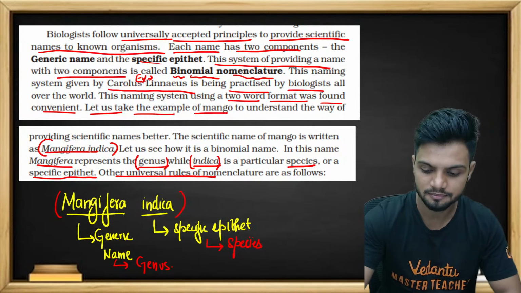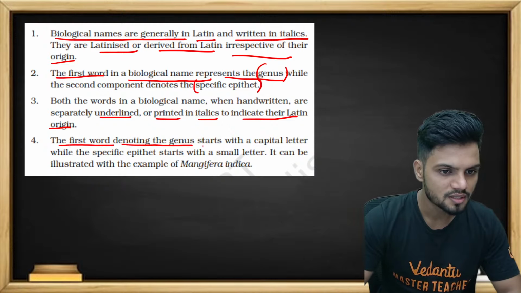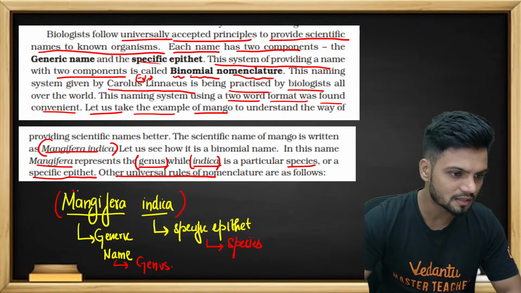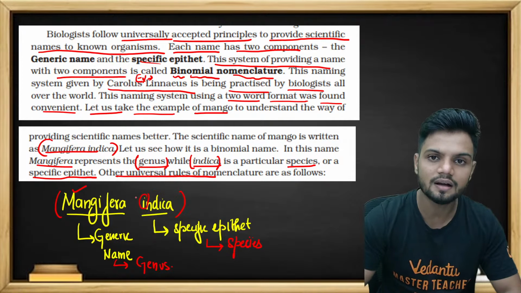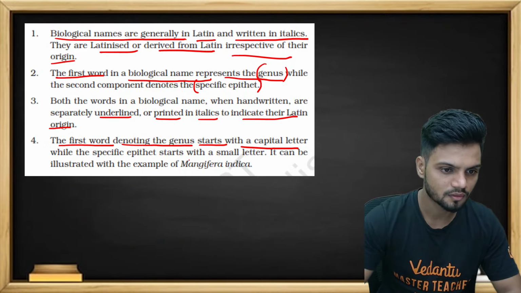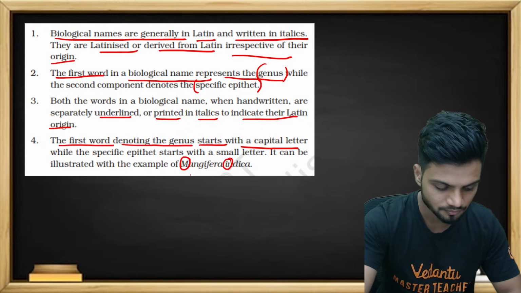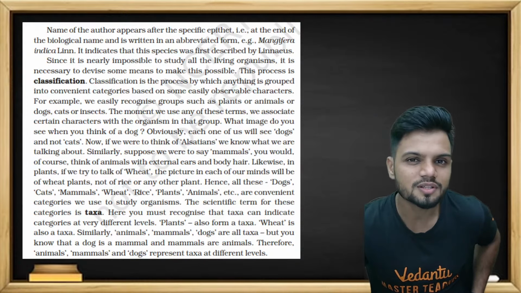All the scientific names. Last one. The first word denoting the genus starts with a capital letter. You see here, Mangifera, M is starting with a capital, while your species, I is starting as a small letter. Indica, I is small. In Mangifera indica, capital, small. Second species.